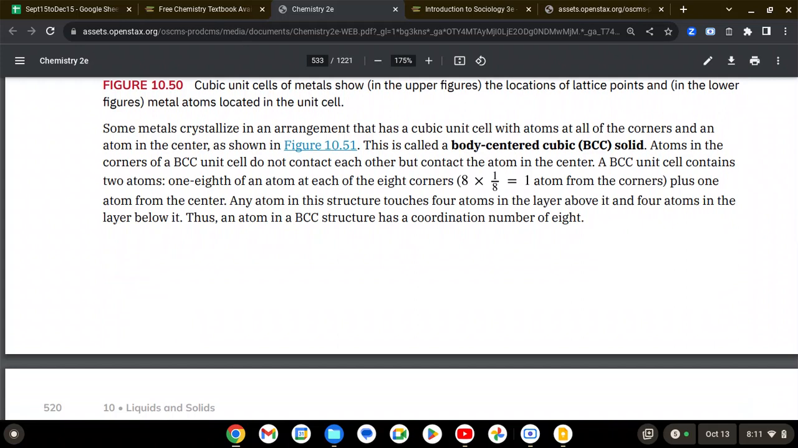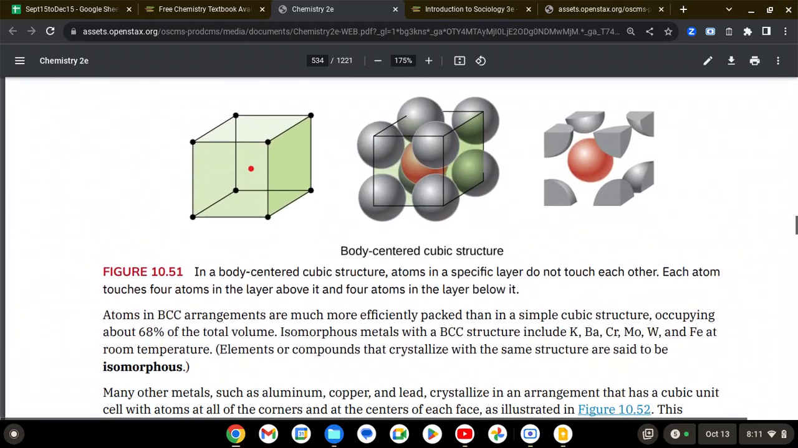Atoms in the corners of a BCC unit cell do not contact each other, but contact the atom in the center. A BCC unit cell contains 2 atoms: 1/8 of an atom at each of the 8 corners, plus 1 atom from the center. Any atom in this structure touches 4 atoms in the layer above it and 4 atoms in the layer below it. Thus, an atom in a BCC structure has a coordination number of 8.